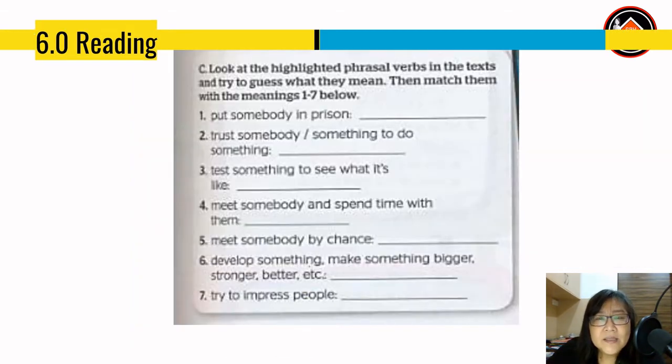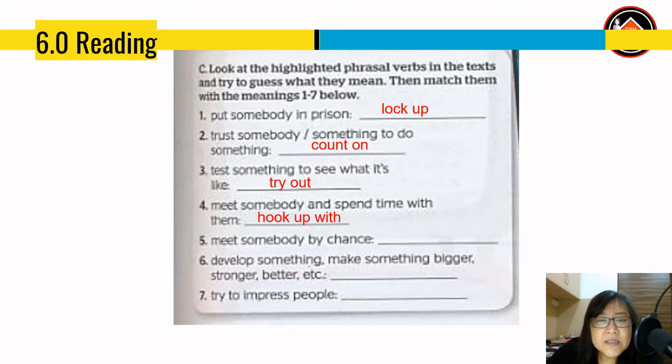Now look at the highlighted phrasal verbs in the text and try to guess what they mean. Then match them with the meanings 1 to 7 below. Number 1, put someone in prison. So the answer is lock up. Number 2, trust somebody or something to do something. So answer is count on. Number 3, test something to see what it's like. Answer is try out. Number 4, meet somebody and spend time with them. Answer is hook up with.